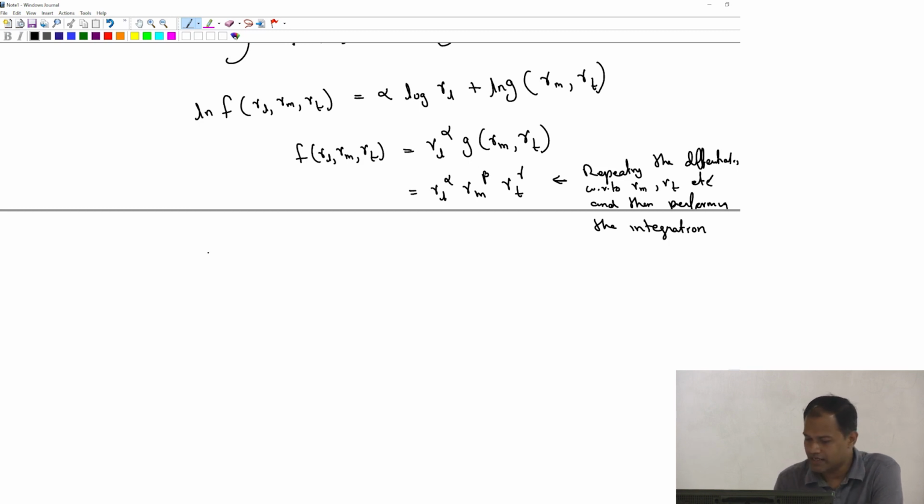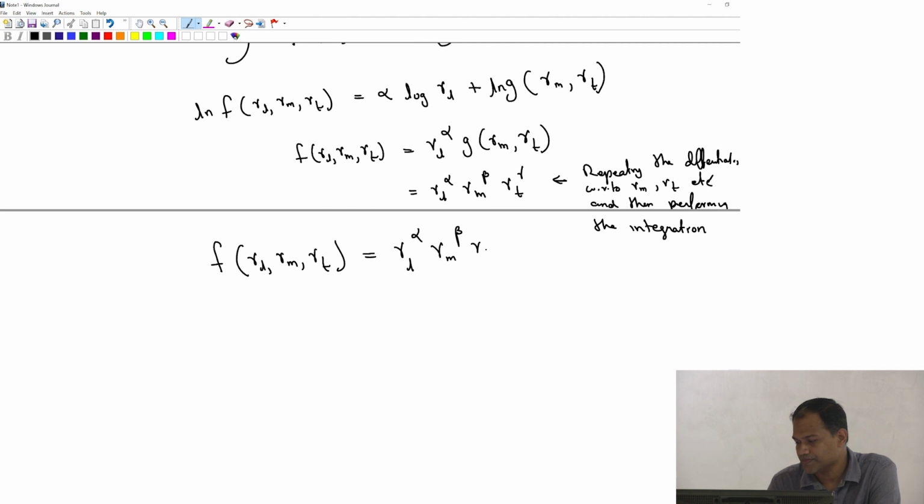What have we really done? We found that f of RL, Rm, Rt, some function of reduction ratios, is just going to be a power law expression. Okay, that's what we found.